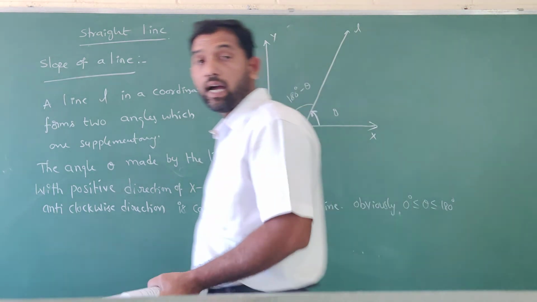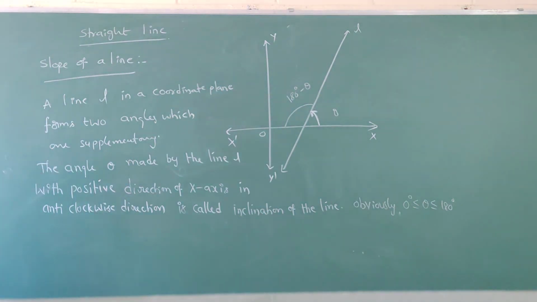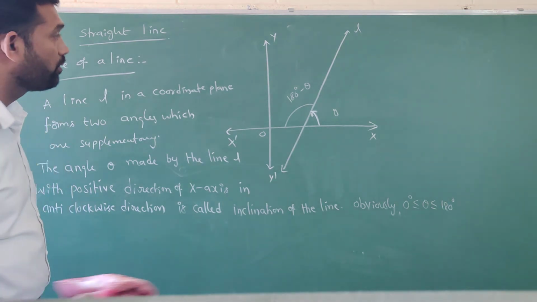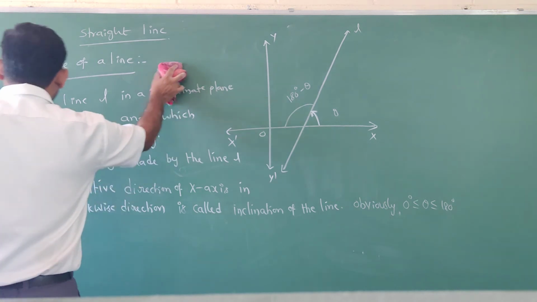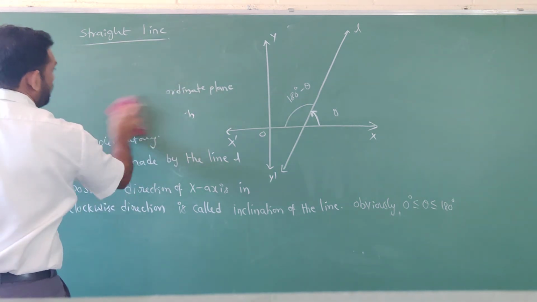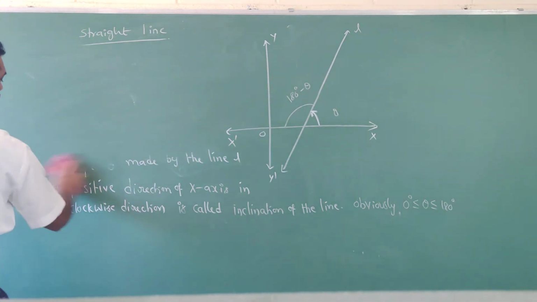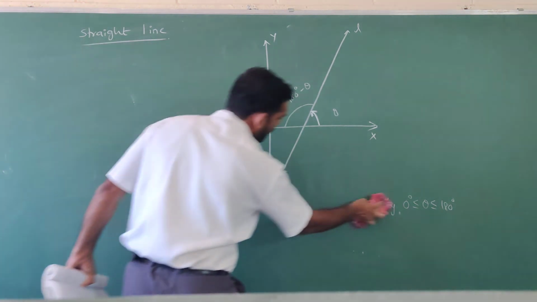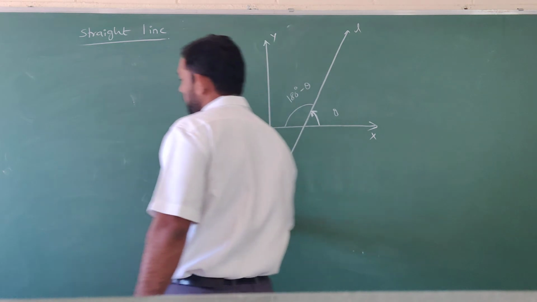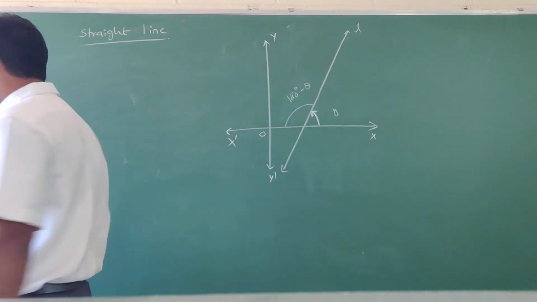Next, on this one, no points. Next point: small points, what we observed in the inclination of the line. Those points you have to write down, what we observed in the inclination of the line.